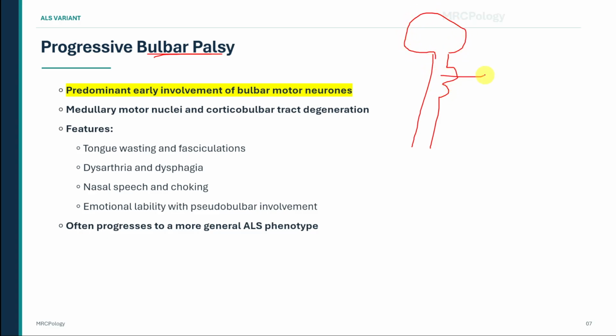Lower motor neuron involvement causes tongue wasting and fasciculations, while corticobulbar involvement may produce emotional lability as part of a pseudobulbar picture. The key point is that the disease begins predominantly with speech and swallowing problems, but it often later spreads to involve the limbs and respiratory muscles, developing into a more general amyotrophic lateral sclerosis phenotype.